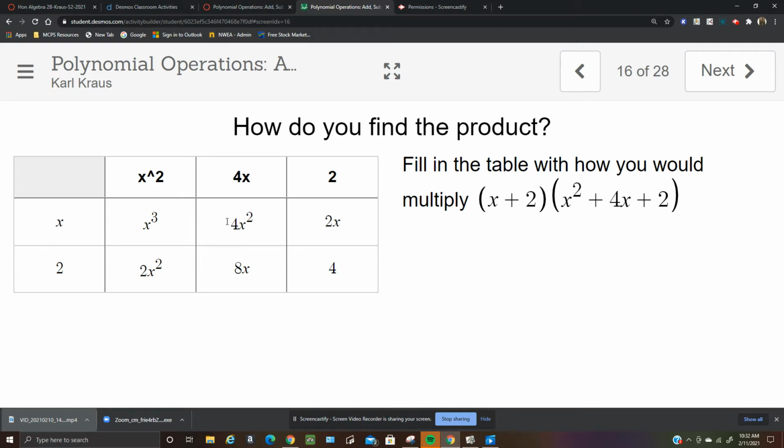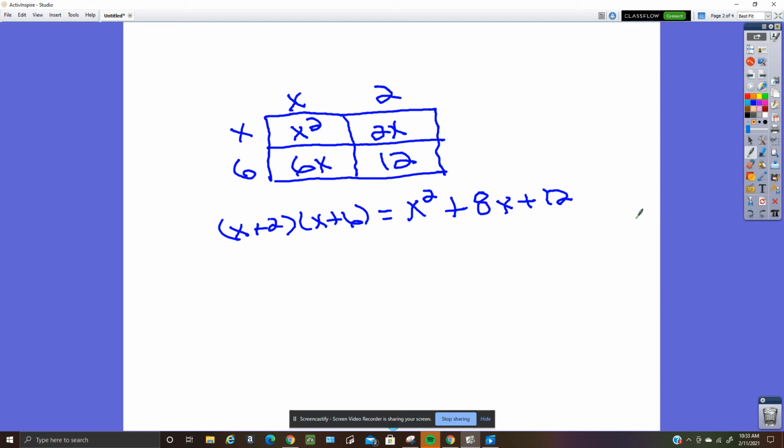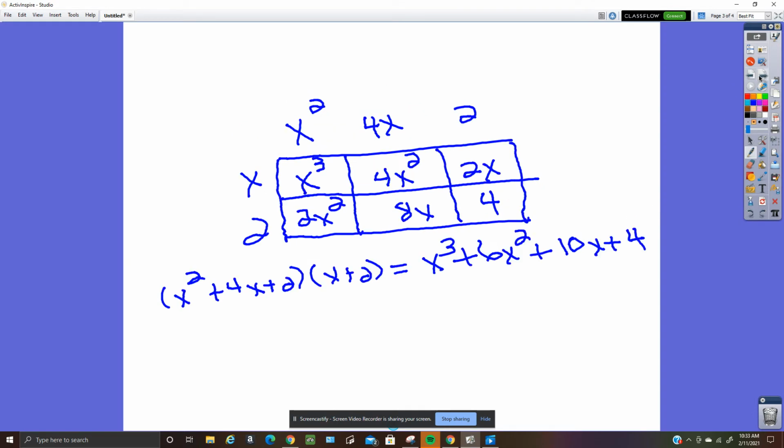So finding the product here, 3 terms across the top and the 2 terms on the side, multiply. X squared times x is x cubed, 4x times x, 4x squared, 2 times x is 2x, 2 times x squared, 2x squared, 2 times 4x is 8x, 2 times 2 is 4. To get the final answer, you'd have to combine these like terms on the diagonal here. So take a look at what that looks like on the active inspire slide.